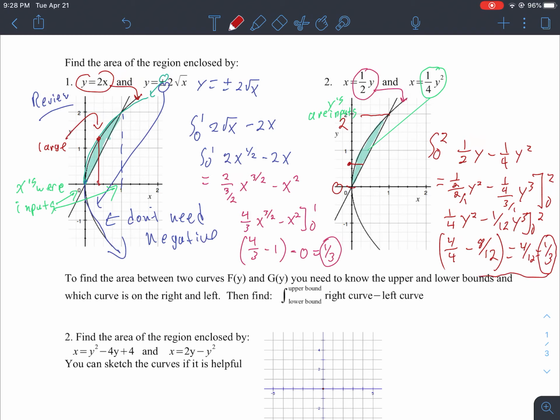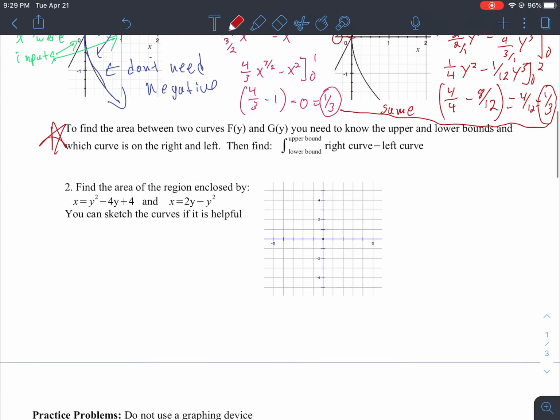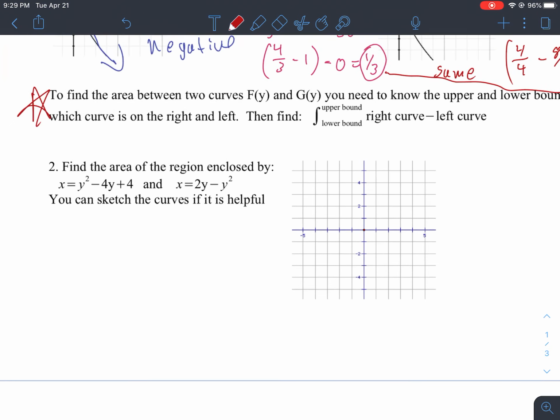Holy cow, they are the same. Okay, so we can integrate it where x's are the inputs or y's are the inputs. We'll have a choice on the test. So keep track of the formulas. They're essentially the same, but you're kind of looking at the y's sideways. So it's basically the same formula. Okay, let's try this bad boy.